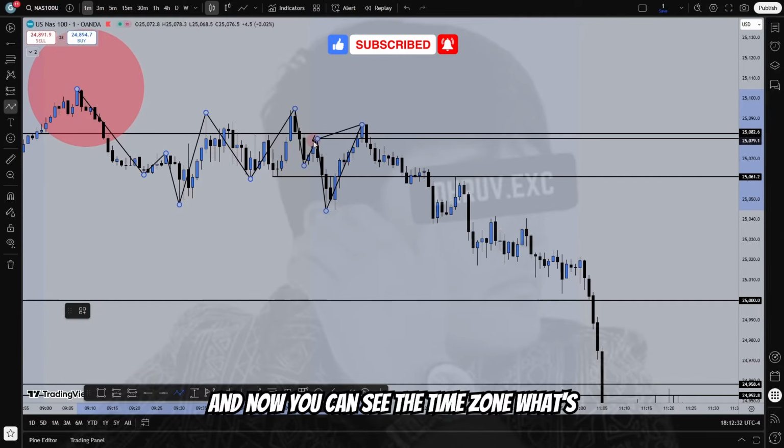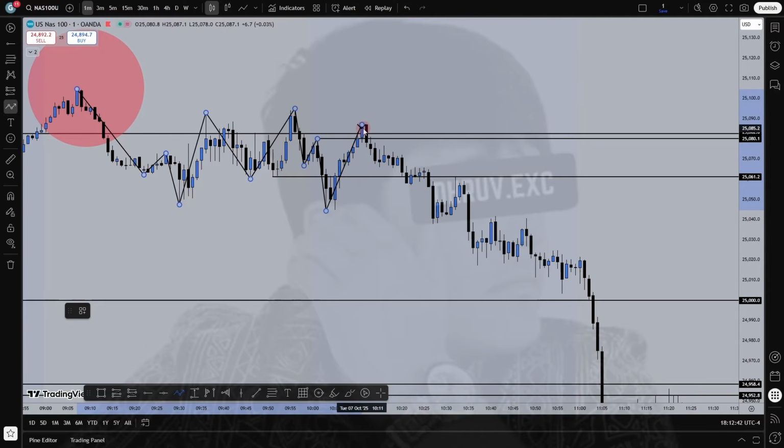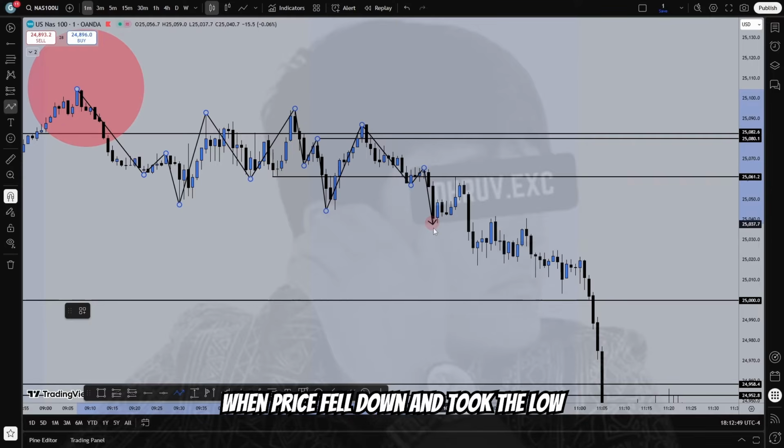And now you can see the time zone. What's the time below? The 10 has started and it's like 10:11. We got a signal at 10:11 to take a sell from here, okay? Then what happens after that? Price fell down, took the low over here. So when price fell down and took the low over here, this high was responsible, right? And now this is our swing high.